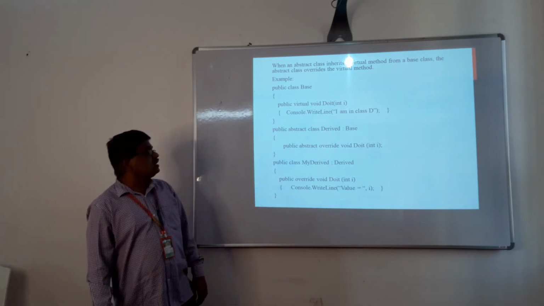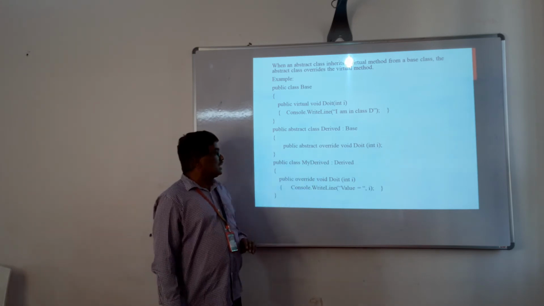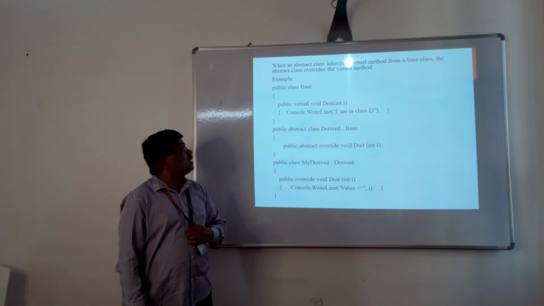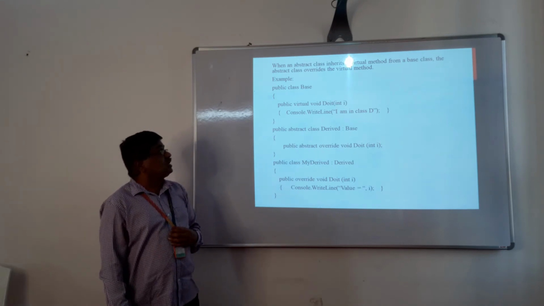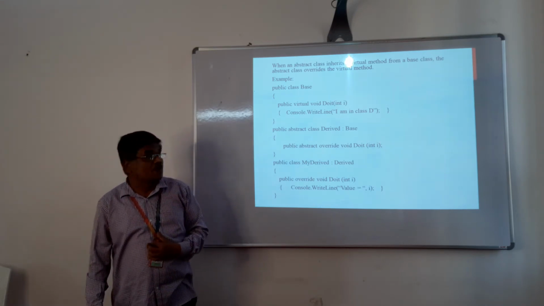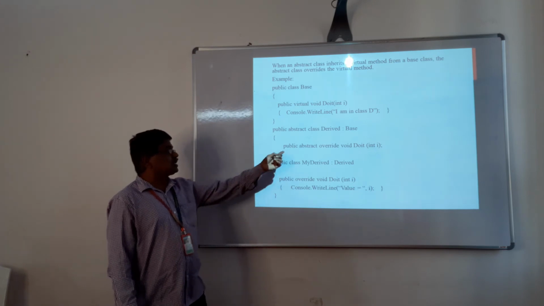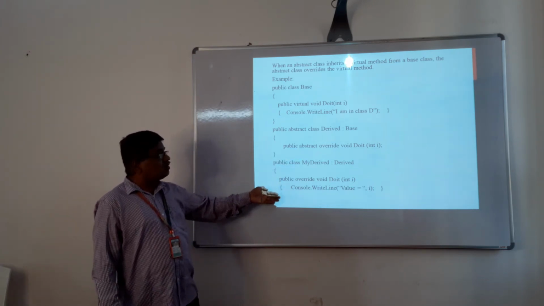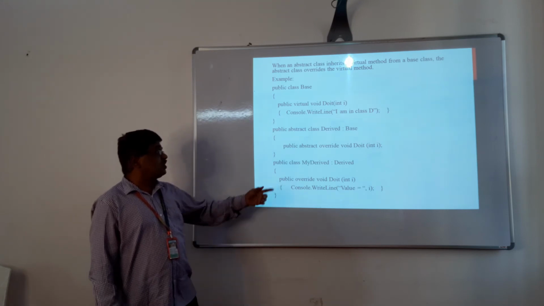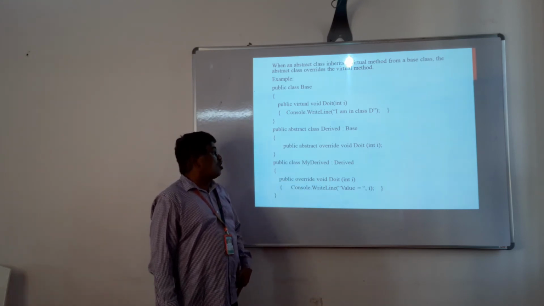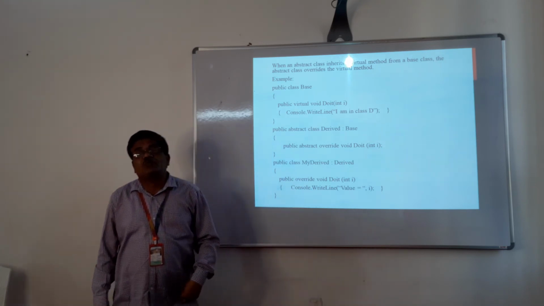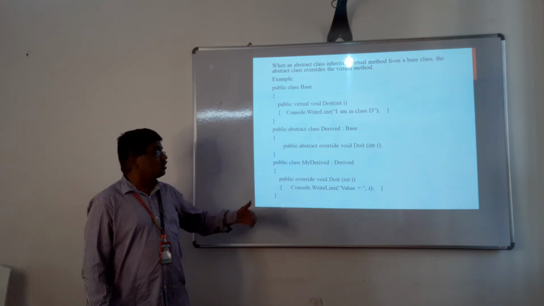But while you are creating the object of my derived class, if you think to call this base class method, that is doit, it is not possible to call it since it is overridden in an abstract class and further it is implemented in my derived class. So in my derived class this is available, meaning whenever you create a my derived class object, then only that my derived class doit implemented method can be executed or called.